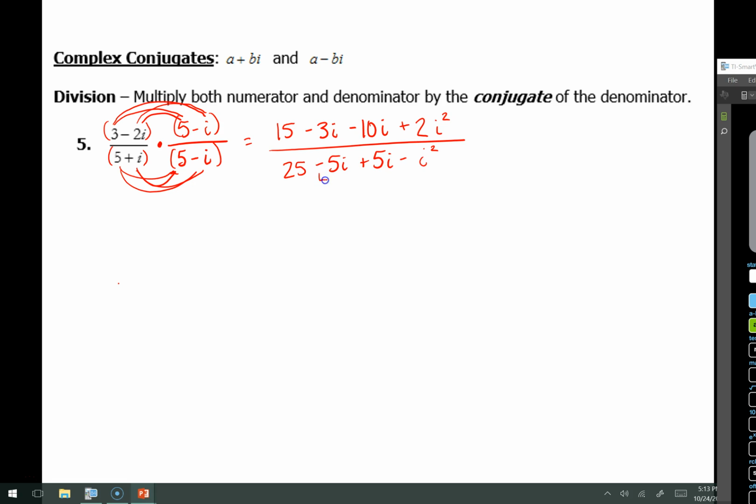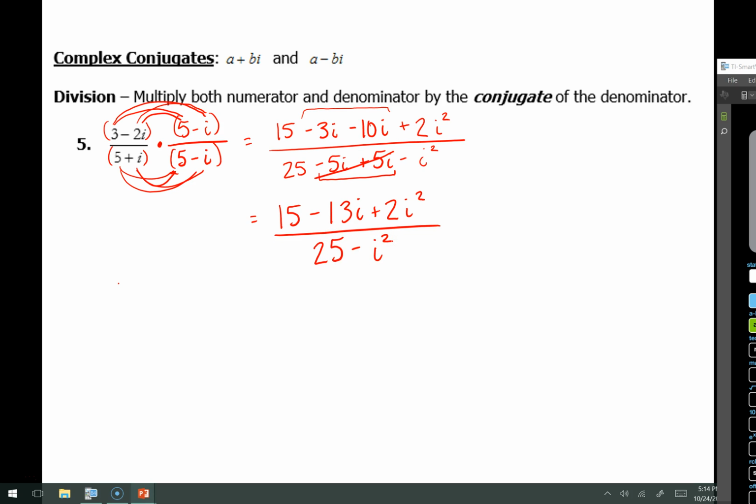Okay, so now we're looking for like terms. In the denominator, do you see this negative 5i plus 5i? Those are going to cancel out. In the top, do you see any like terms? I see these two here, negative 3i minus 10i. So if I'm treating that i like a variable, that leaves me with 15 minus 13i plus 2i squared. In my denominator, I have 25 minus i squared.